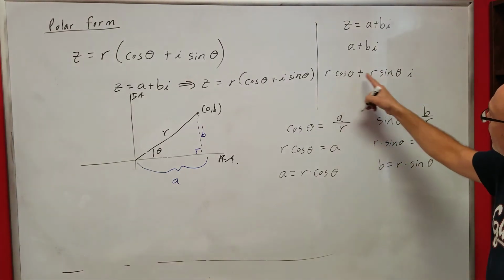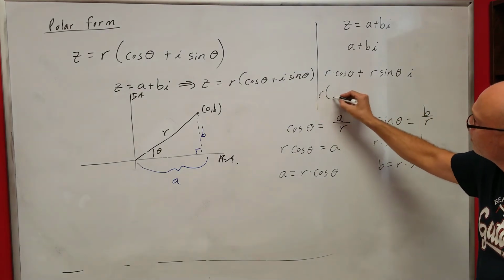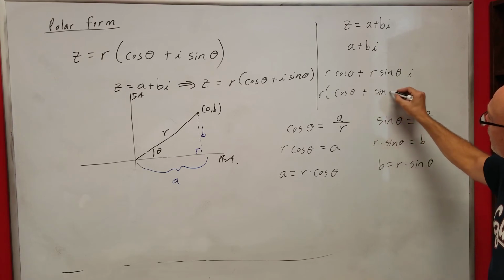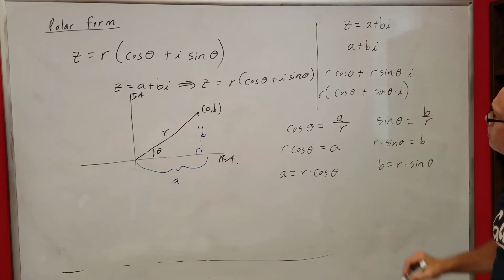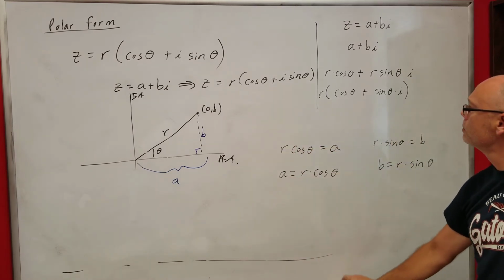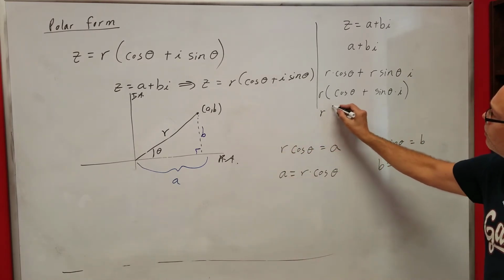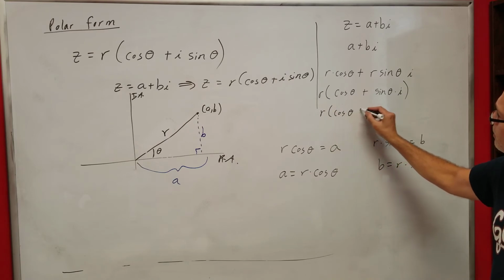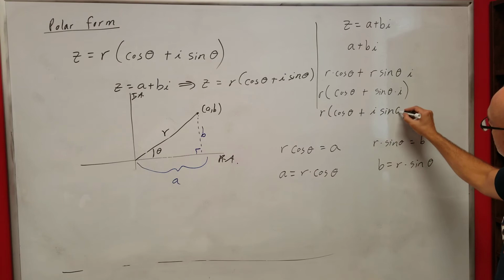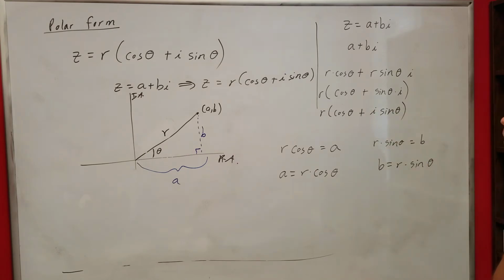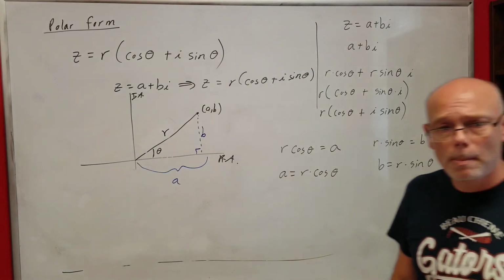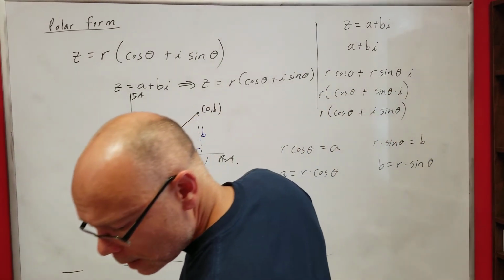Well, what do I get if I factor an r out of both of these? If I factor an r out, I'm left with cosine of theta plus sine of theta times i. Or couldn't I actually write this as r times the cosine of theta plus, and commute these two around, i times the sine of theta? Sure can. So that's where this comes from. That's exactly where that comes from. All right.